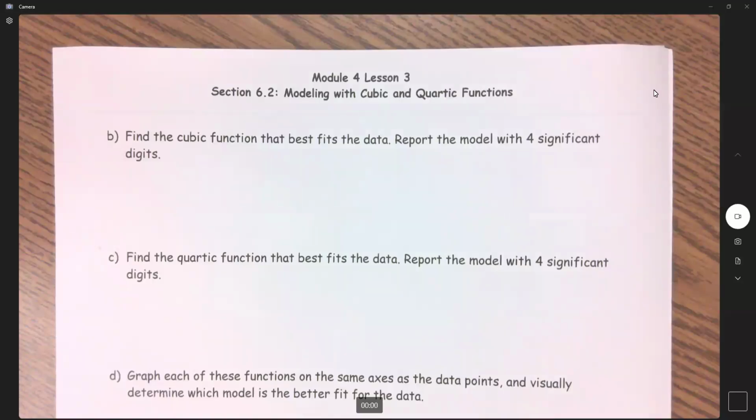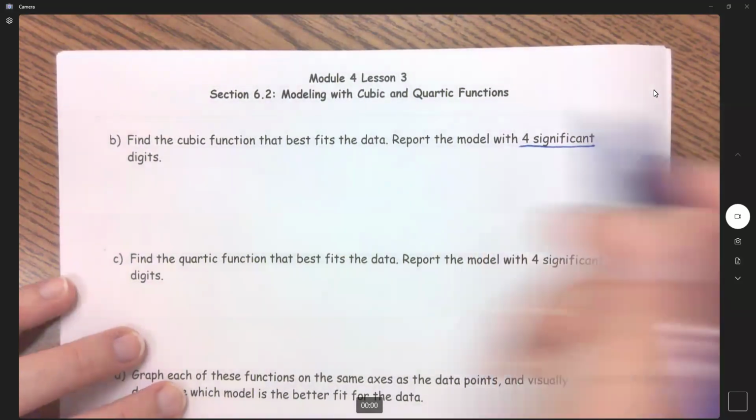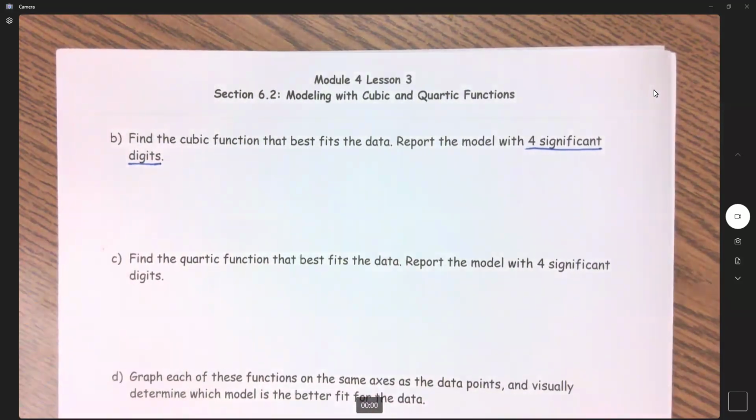Picking up right where we left off on the last video, now part B wants us to find the cubic function that best fits the data. We are going to report the model with not 4 decimal places, but 4 significant digits. We also went over significant digits in module 2 when we were doing quadratic regressions. So if you need to rewatch that video talking about significant digits, please do.